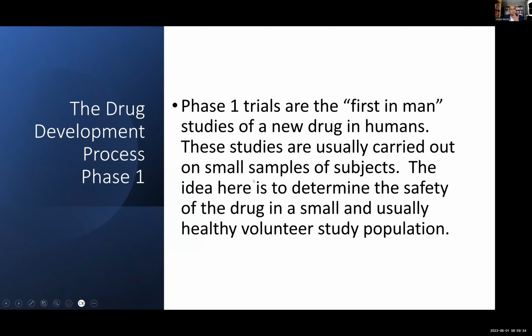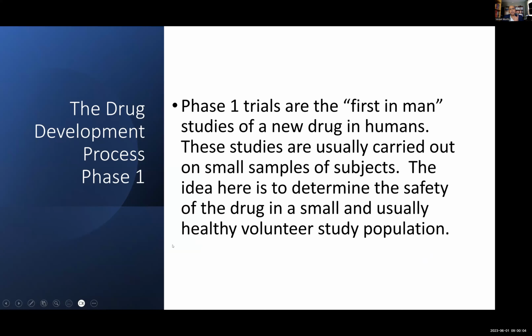So what exactly is phase 1? Phase 1 trials are the first in man. Before phase 1, preclinicals are only animals. Phase 1 is the first study of a new drug in humans. These studies are usually carried out with a small sample of subjects. The idea is to determine the safety of the drug with a small and usually healthy volunteer study population.